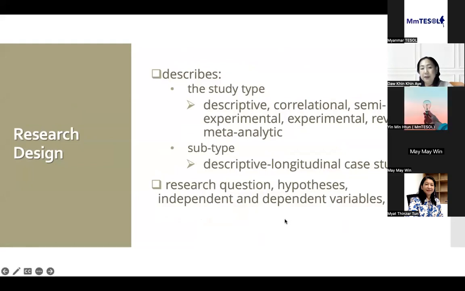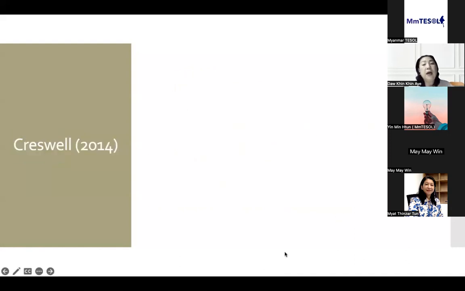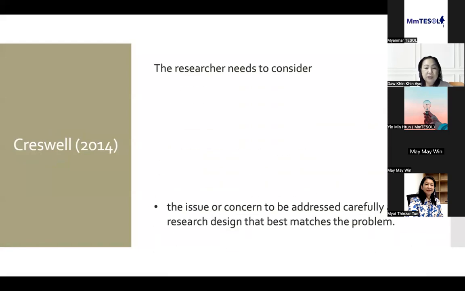The research design normally describes the study type, whether it's descriptive or correlational or semi-experimental or experimental or meta-analysis. I just try to give some example, and this can be divided into some subtype, descriptive longitudinal case study, for example. And also, it also includes the research question hypotheses, independent and dependent variables, if we are, as you can say, carrying out the quantitative research, okay?